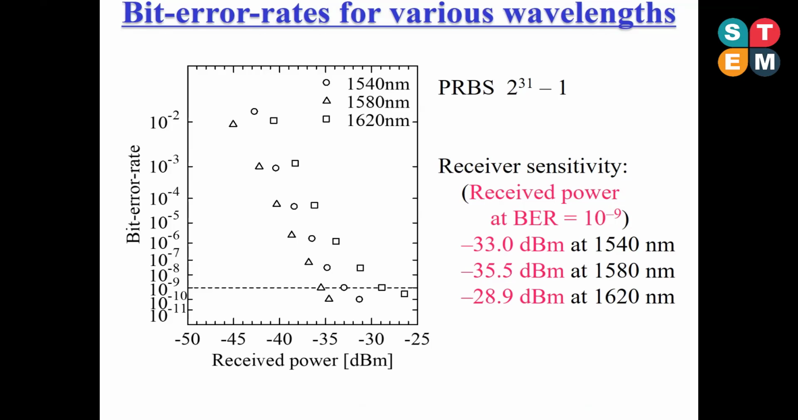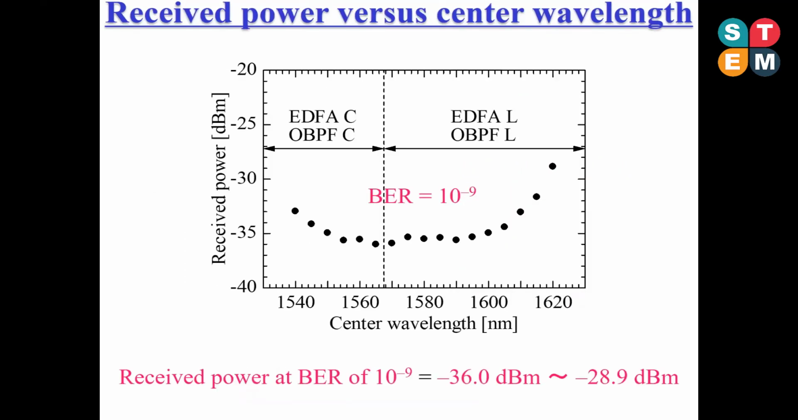This figure shows the corresponding bit error rate characteristics, and these are the receiver sensitivities for various center wavelengths. Good bit error rate performance without any indication of error floor is realized. This figure shows the receiver sensitivity measured as a function of the center wavelength. Receiver sensitivity is from -36 dBm to -28.9 dBm over the entire wavelength tuning range.